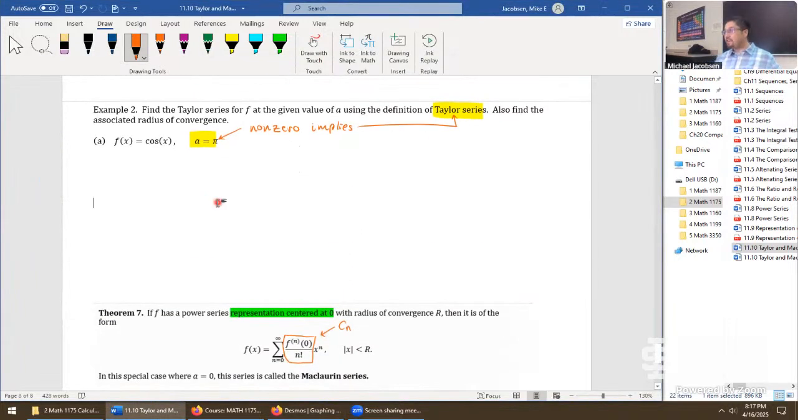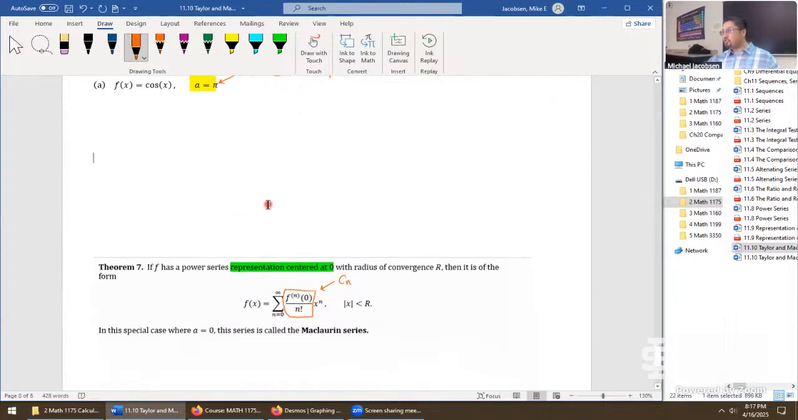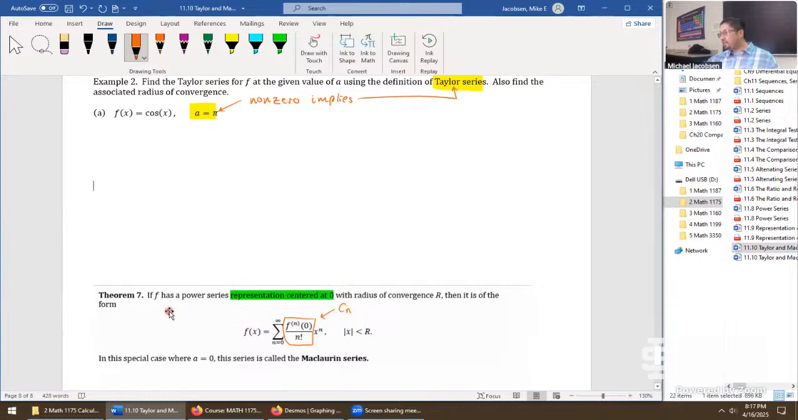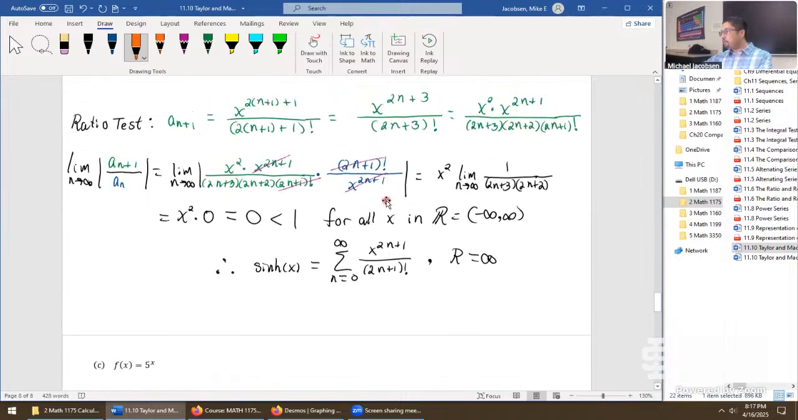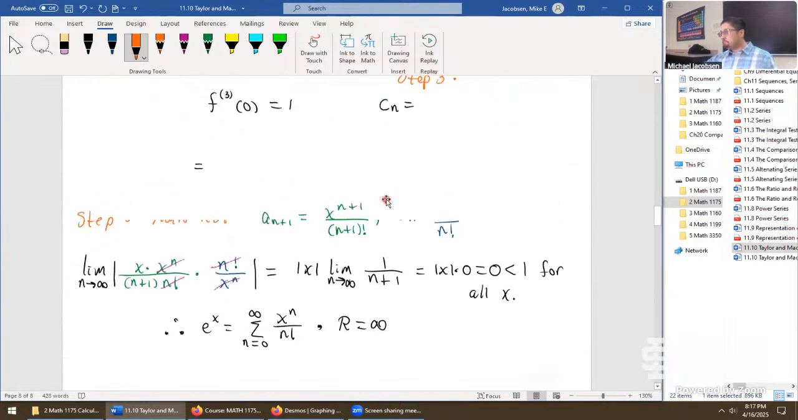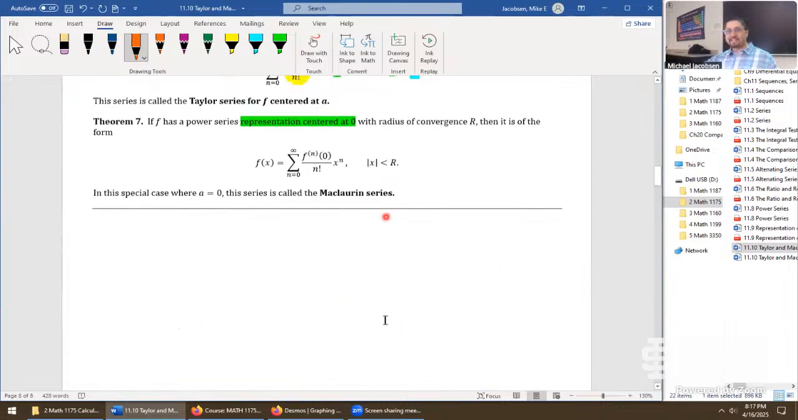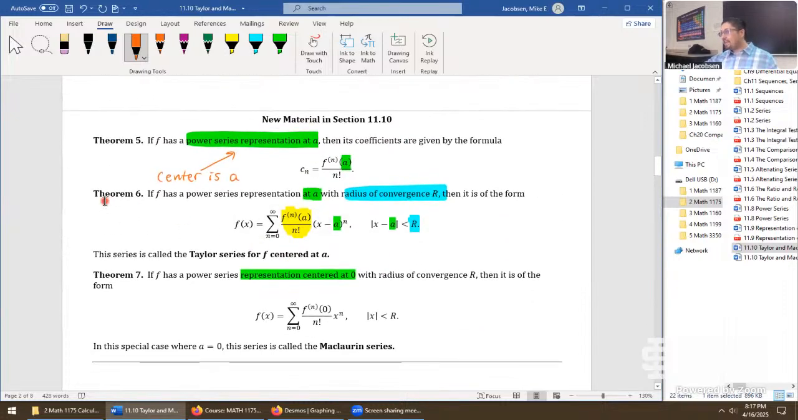So let's give this a try now. Taylor series development. It's the same kind of process, just a different center. So we'll have to be really careful how we write this out. Theorem 7 is no longer relevant to us. Let's go and grab, I guess it'd probably be theorem 6. Let's take a look. Yeah, theorem 6.